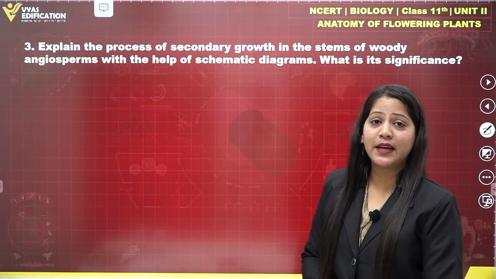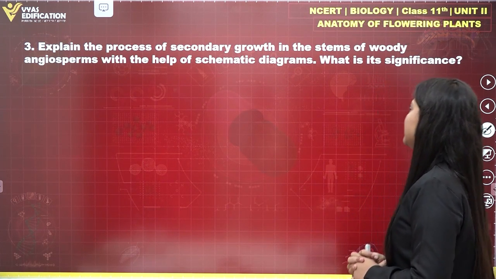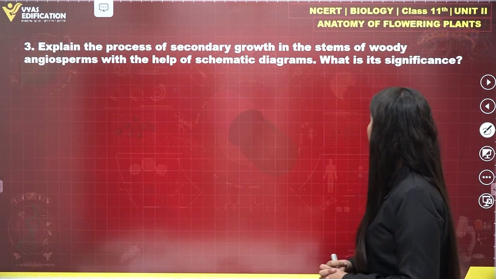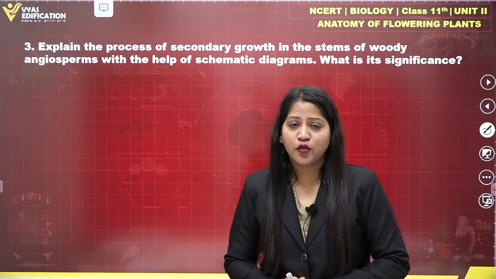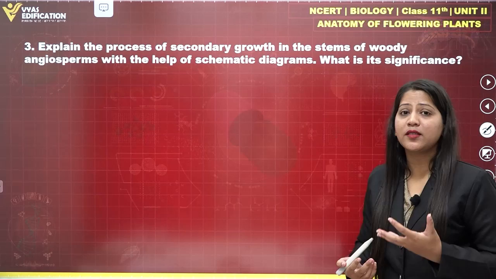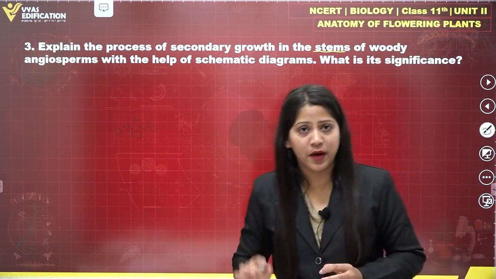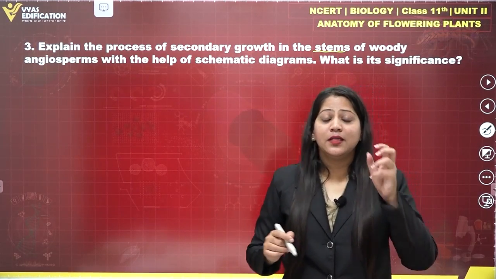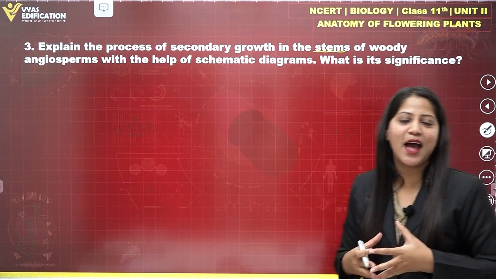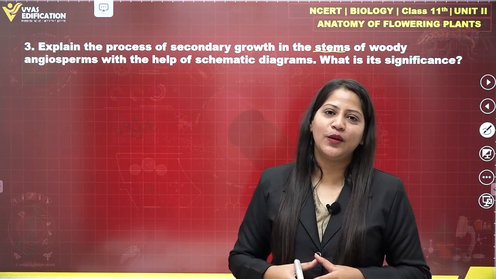Now let's talk about the next question, that is question number 3 on the screen. Explain the process of secondary growth in the stems of woody angiosperms with the help of schematic diagrams. What is its significance? So for this question, first of all, we have to explain the process of secondary growth in the stems of woody angiosperms. As we know, the process of secondary growth in the woody angiosperms takes place with the help of two types of cambia, that is cork cambium and vascular cambium.